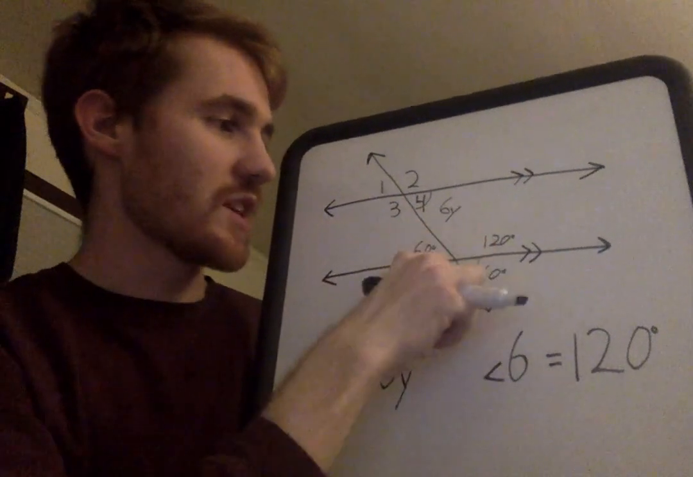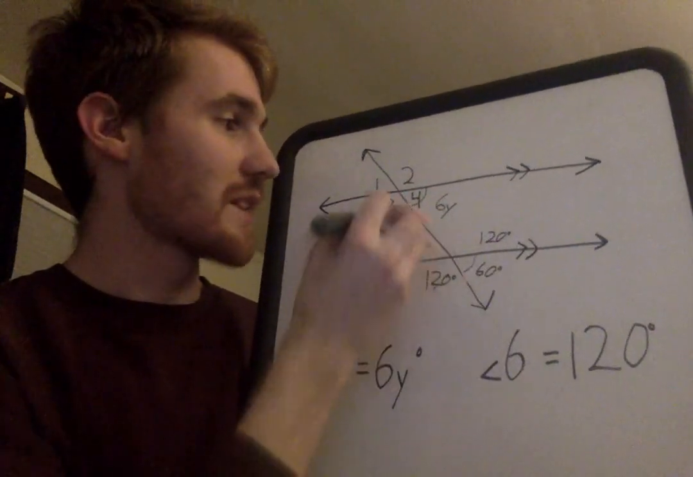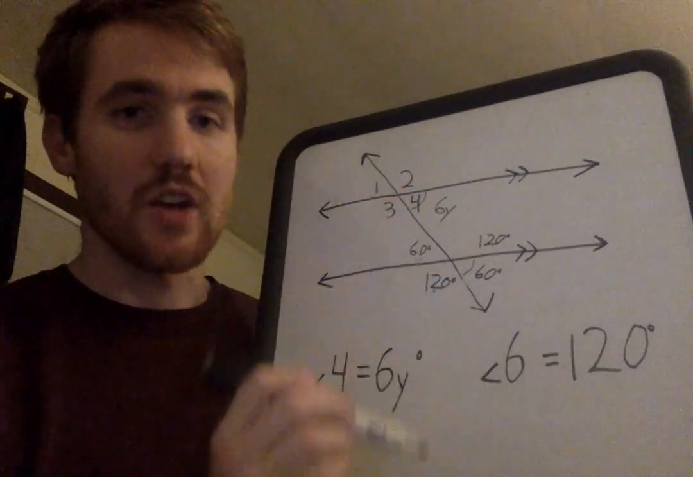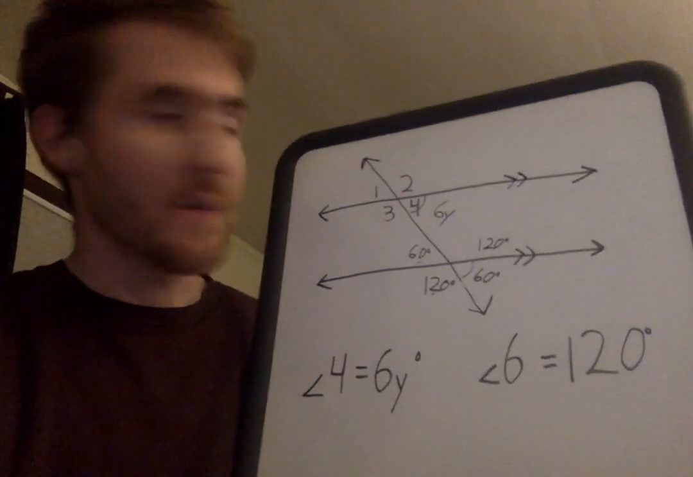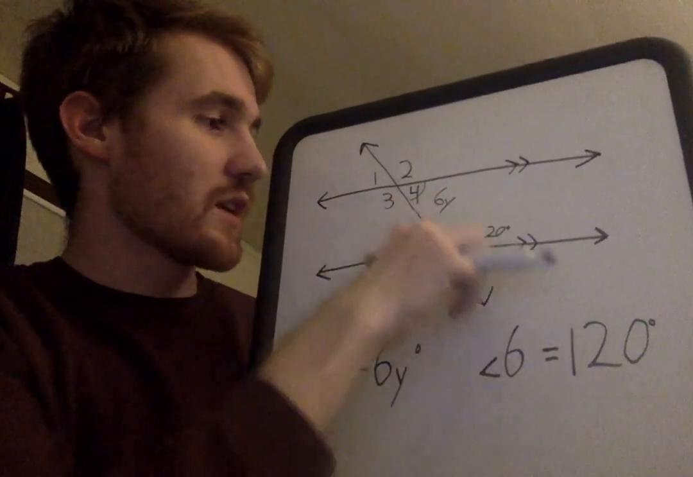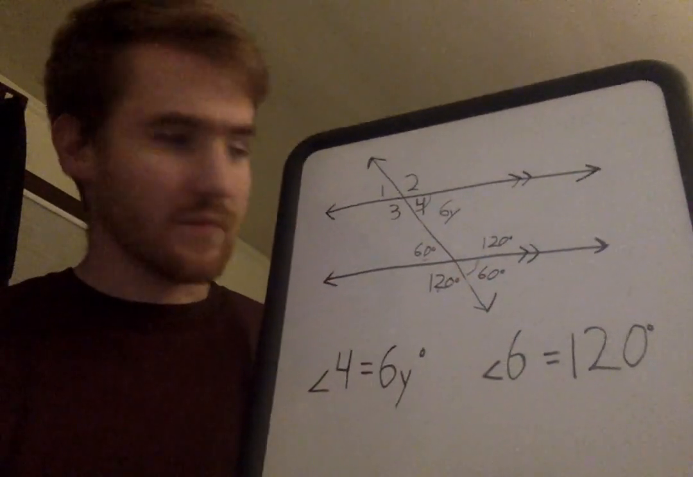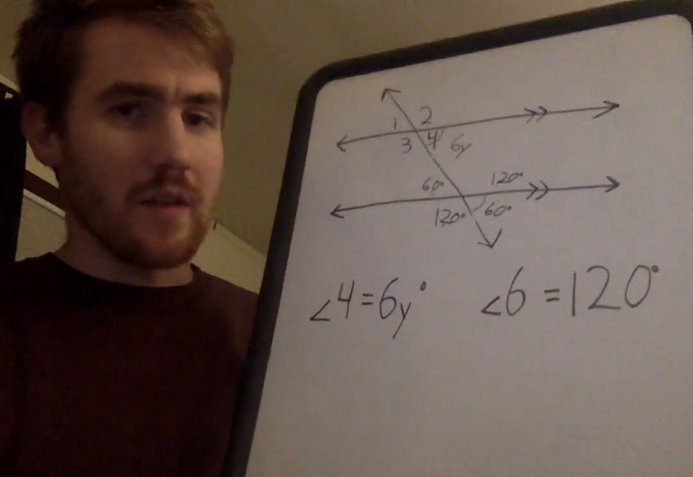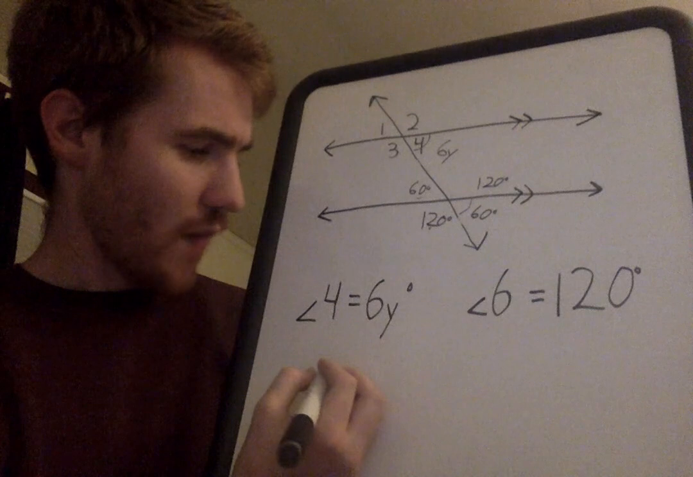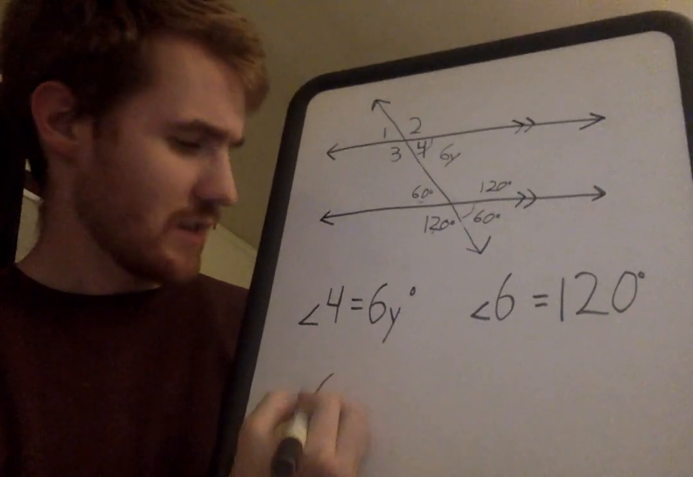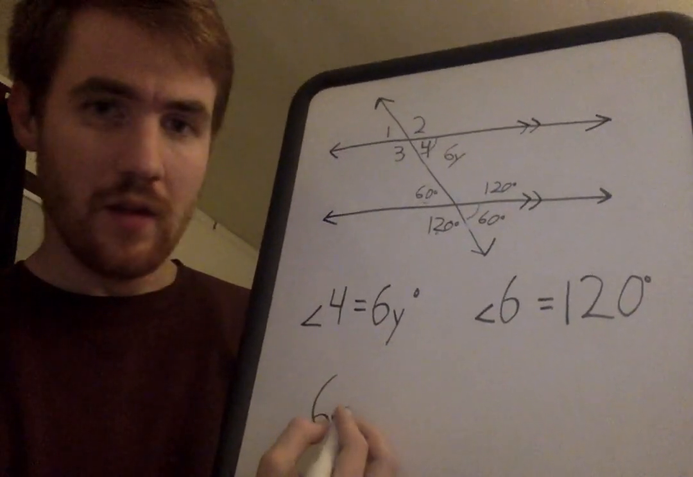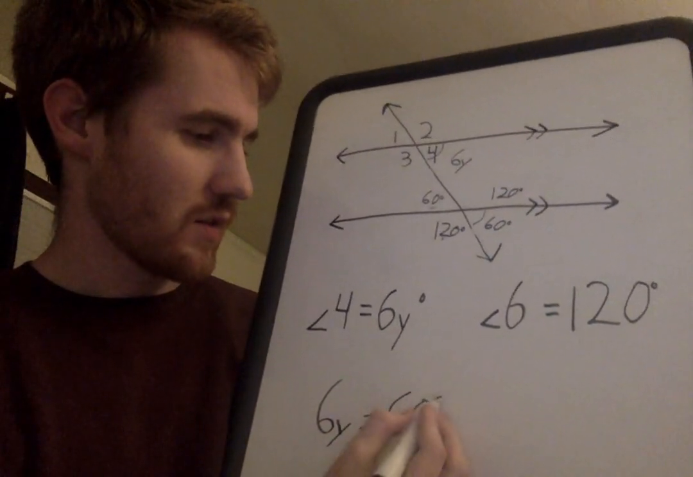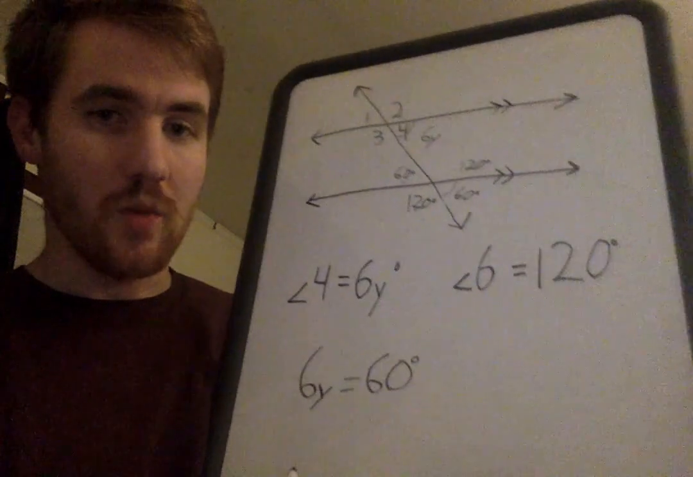You can also see both of these are acute angles. It wouldn't make sense that angle 4 would be equal to 120 degrees because angle 4 is an acute angle, less than 90 degrees. So we know that angle 4 is equal to 60 degrees. Once you have that, it's just a matter of setting up the math to solve for y. So we have 6y equals 60 degrees.